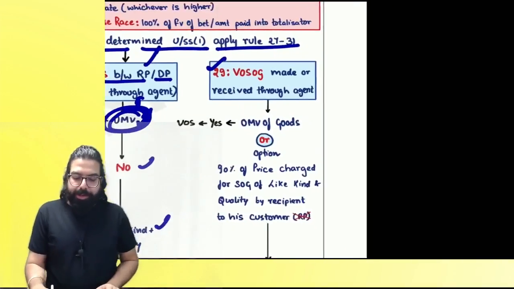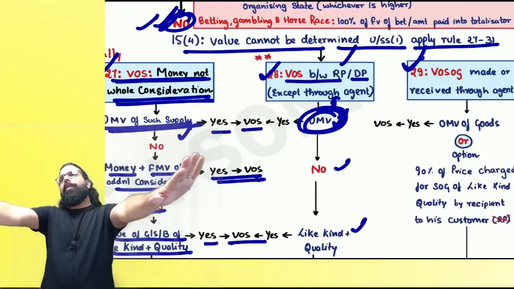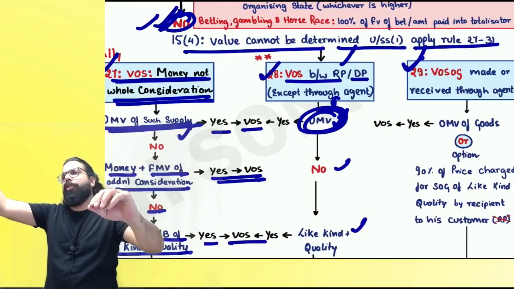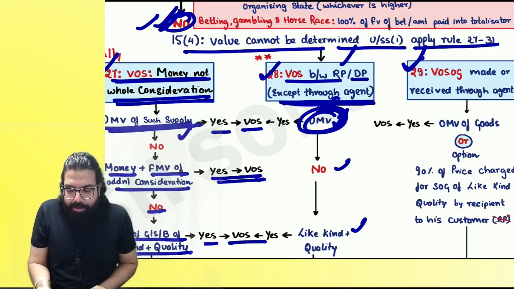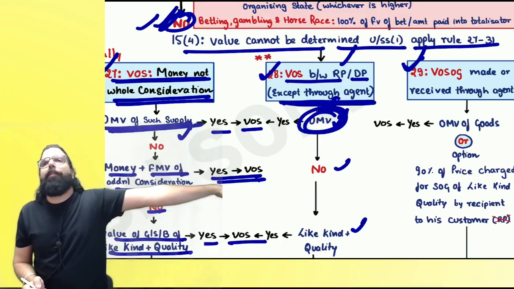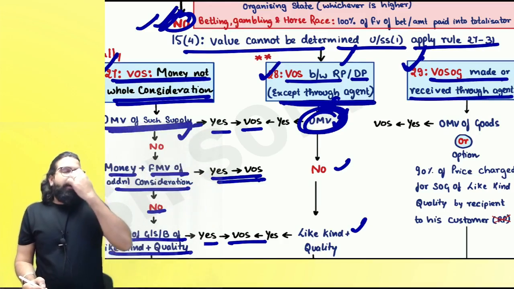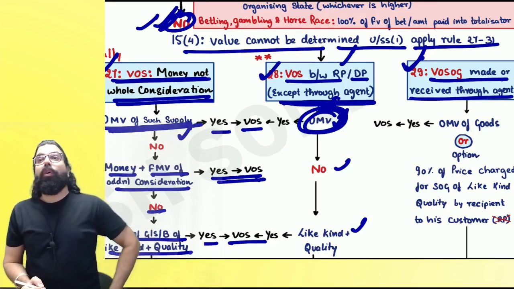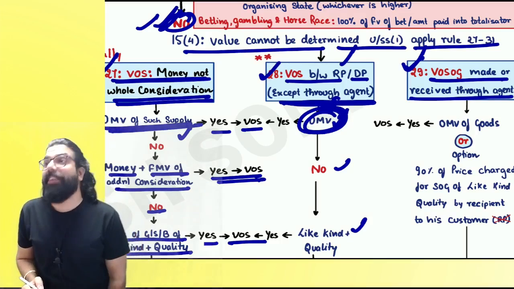Now, everyone, Rule number 29 over here. First of all, I told you Rule 27, then I told you Rule 28. Now you may remember that a sole agent is also a related person. But all agents come under valuation Rule number 29, which says value of goods supplied or received through an agent. Which agent? Your consignment agent.